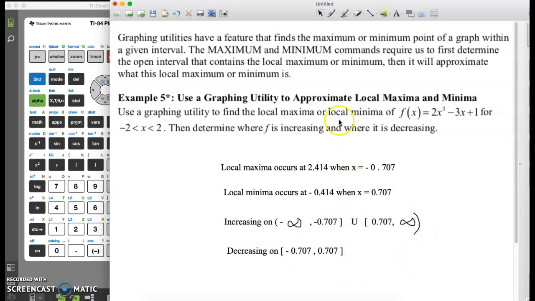Okay, so we've answered our questions: how to find the local max, local min, and where the function is increasing and decreasing.